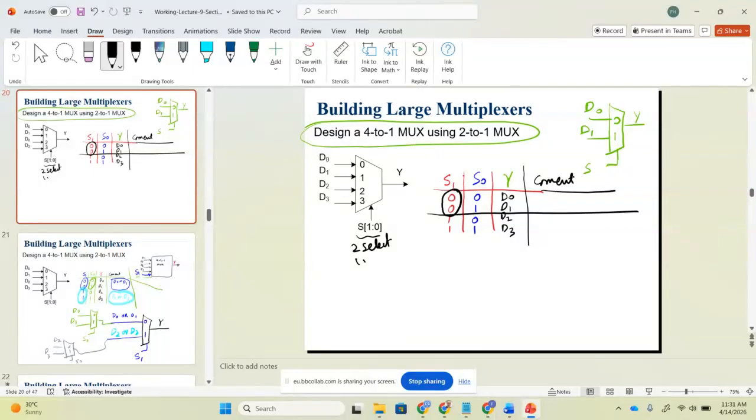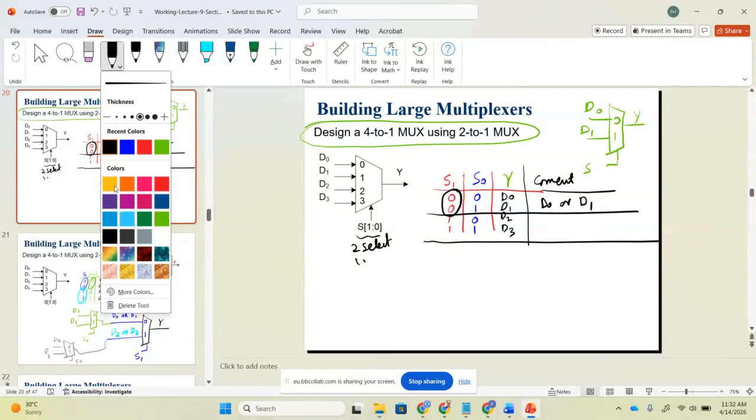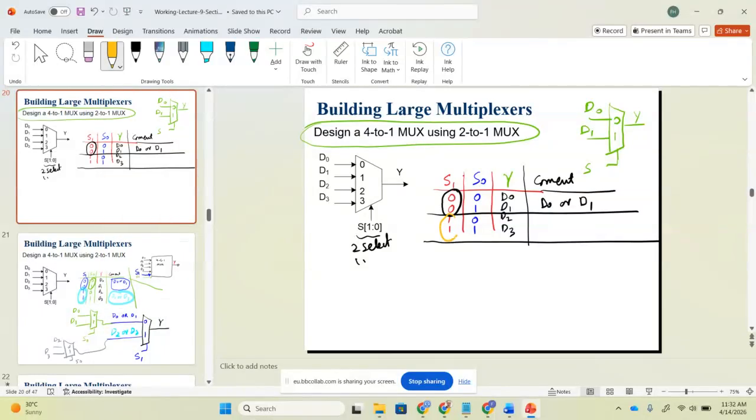It will be either D0 or D1. Yes, very good. It will be either D0 or D1. Now looking at the other input, let's assume I'm making another logical argument. My argument is that let's assume S1 is 1. What will be my output? Can you help me?